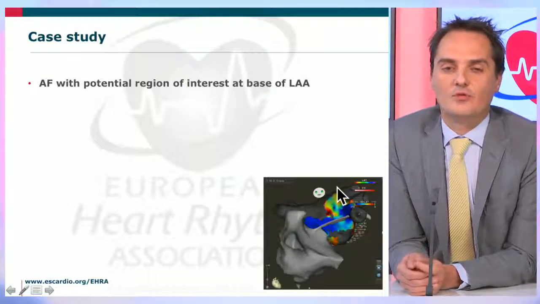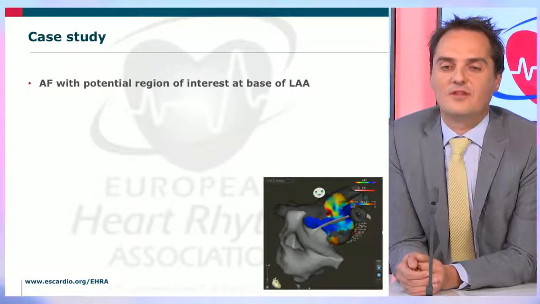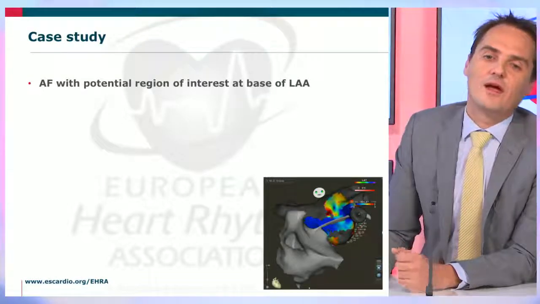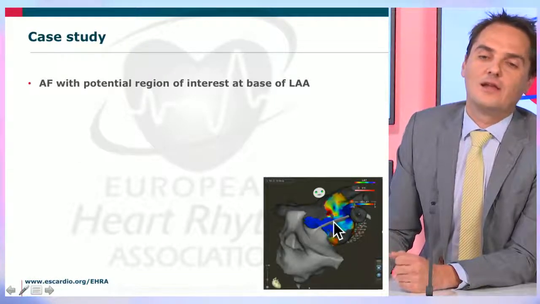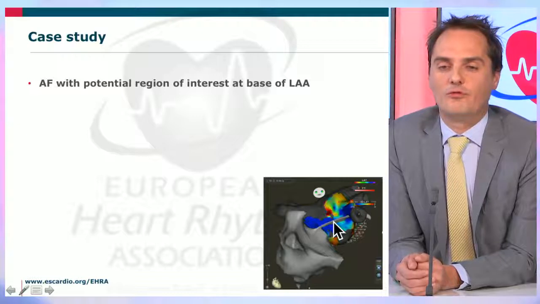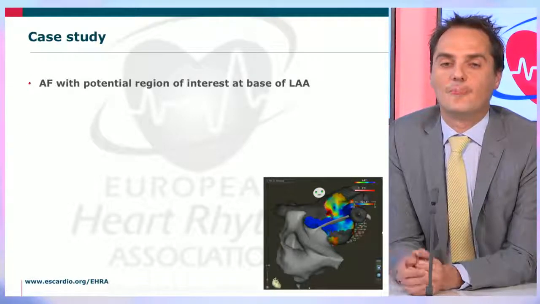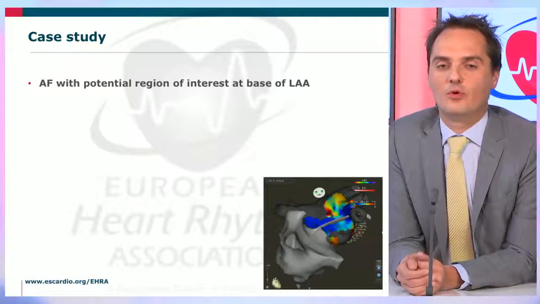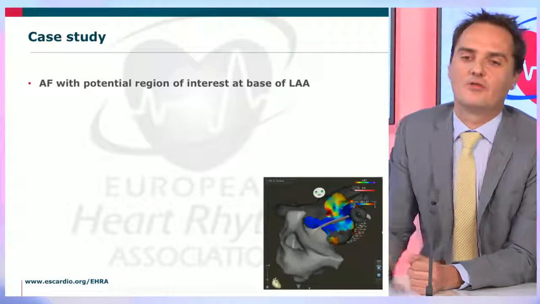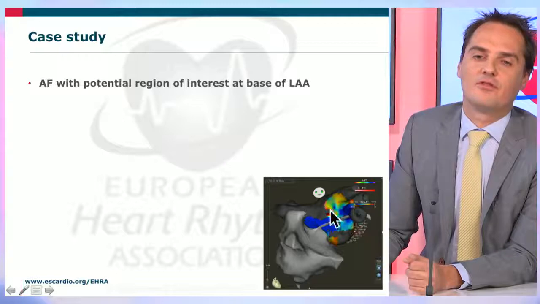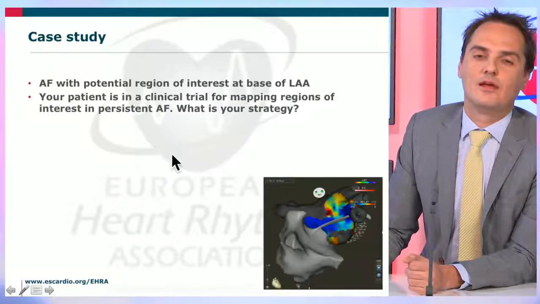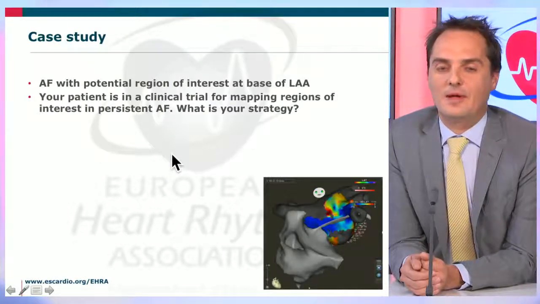So coming back to this case, this 62-year-old man with atrial fibrillation. As I have shown you now, I cannot prove to you what it is, but at least we could argue that there seems to be something of potential interest. Let's call it a potential region of interest at the base of the left atrial appendage, found with this mapping in atrial fibrillation.